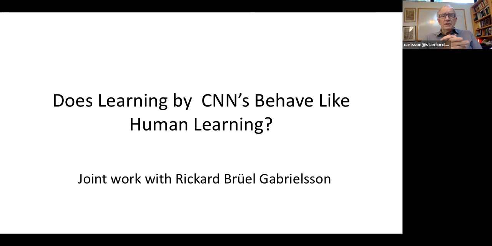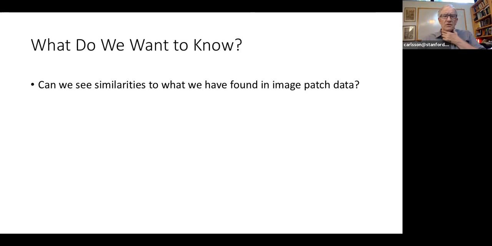Okay, so now here's the question. Does learning by CNNs behave like human learning? So what do we want to know? Can we see similarities to what we found in image patch data? And I'll talk about the image patch data here in a minute. What happens as the network learns?